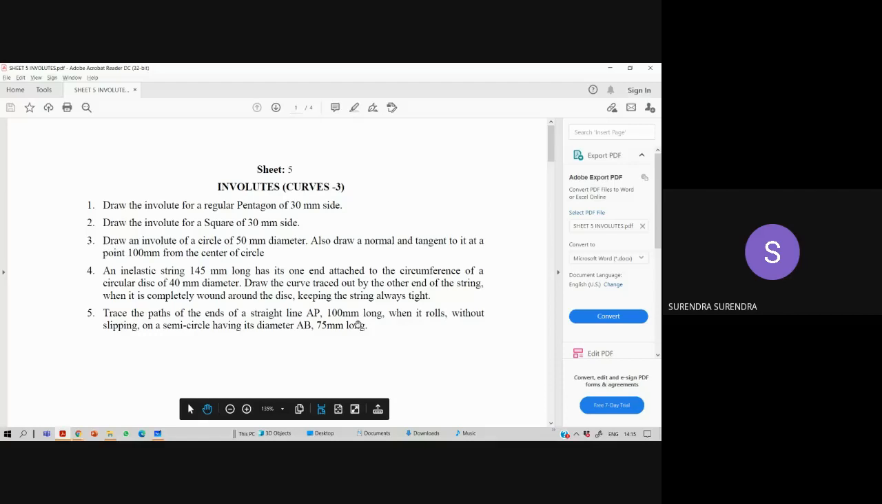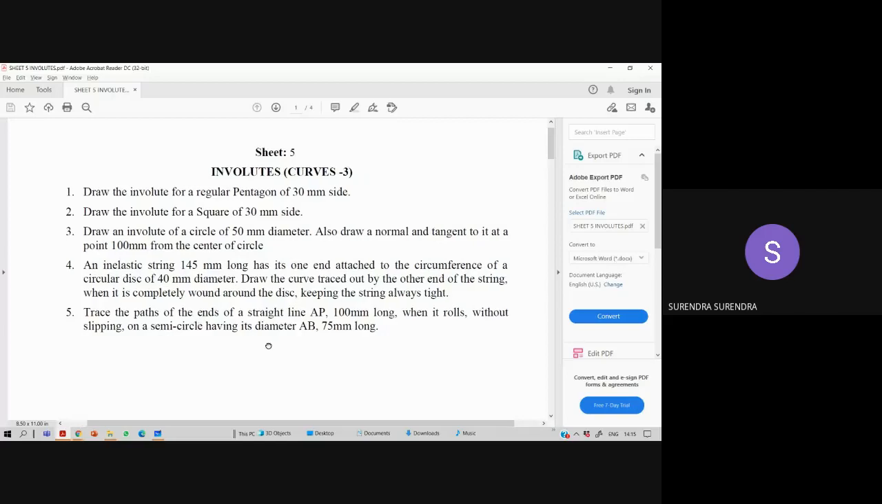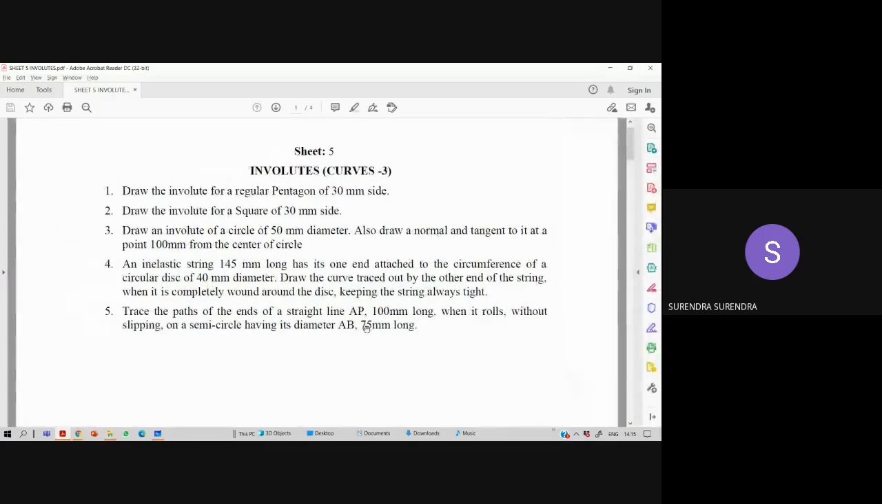See here, fifth problem. Trace the paths of the endpoints of a straight line AP, 100 mm long, when it rolls without slipping. See the small variation. In the previous case it is a string. String means simply like a thread or a rope, which is flexible, so it is winding on the surface. But if it is a straight line or a stick, what happens? It won't wind around the surface circumference, it just rolls.